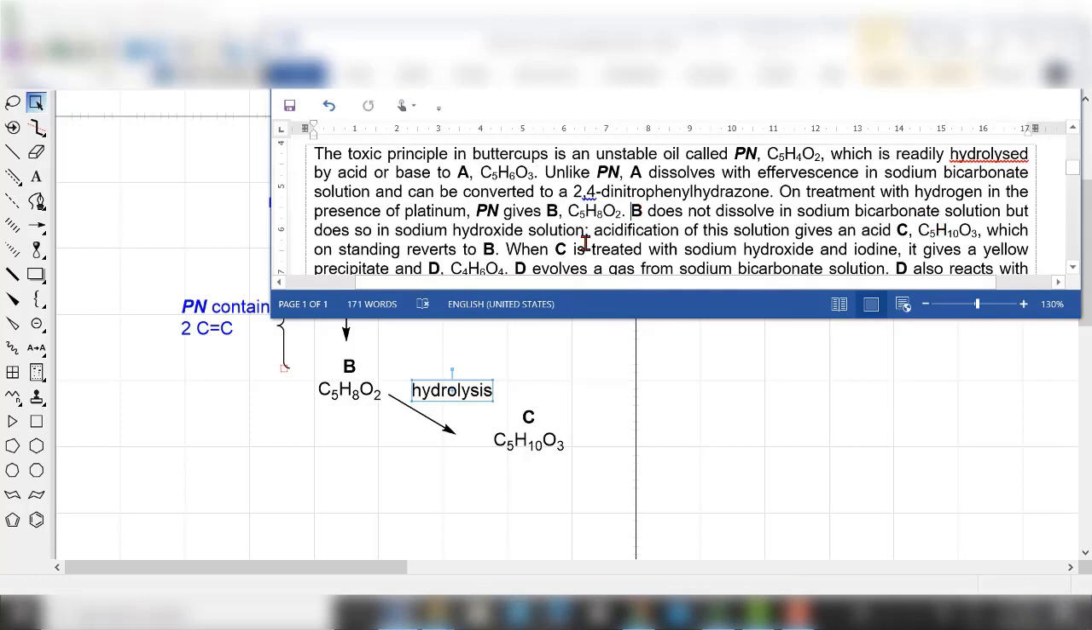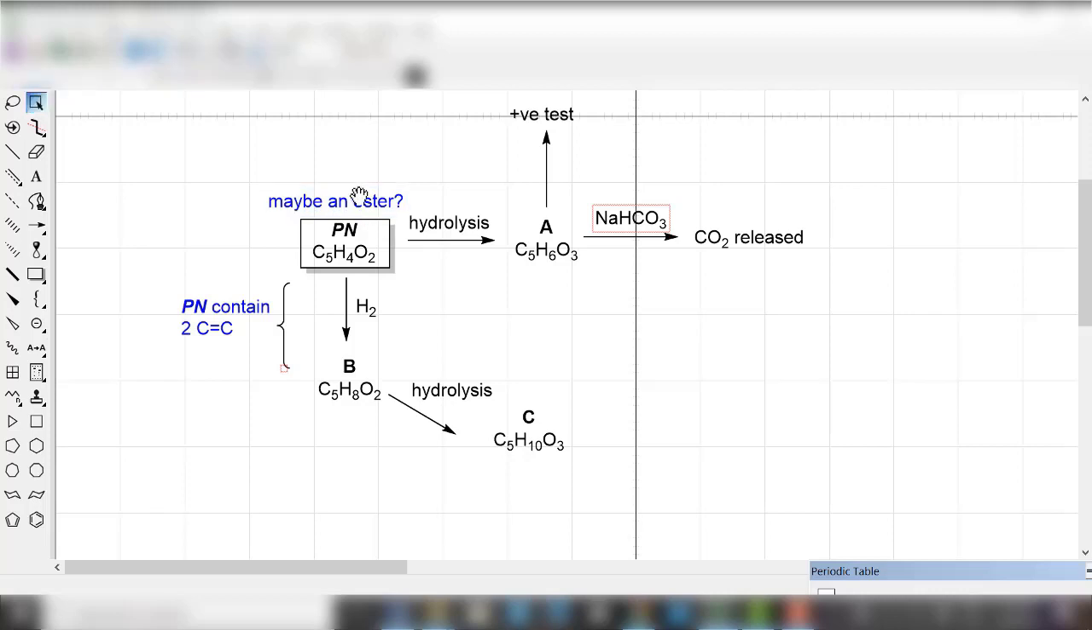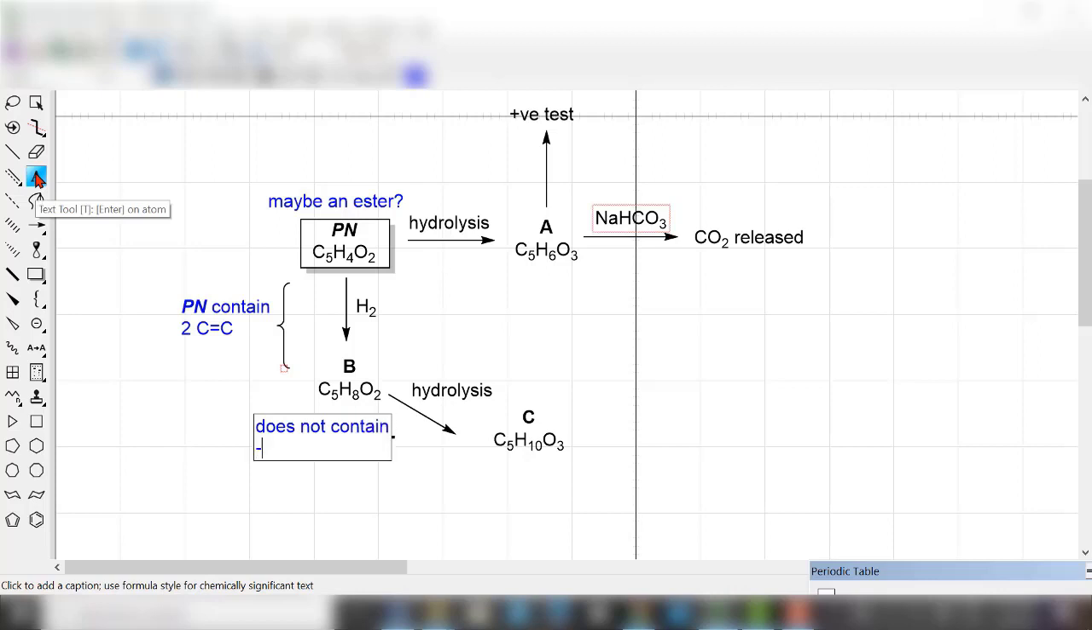You look at the language: does not dissolve in sodium bicarbonate solution means does not contain a carboxylic acid group, does so in sodium hydroxide, and then acidifying it gives an acid. So essentially this is hydrolysis. One important aspect mentioned here is that it does not dissolve in sodium bicarbonate. So you can now easily say that B does not contain carboxylic acid functional group. I think this is very important.